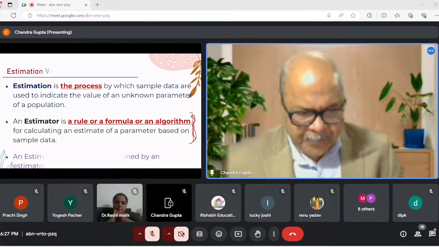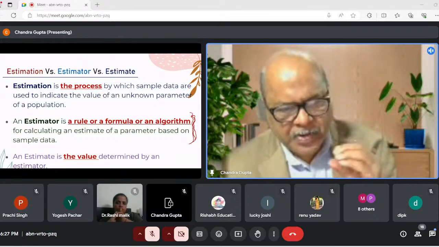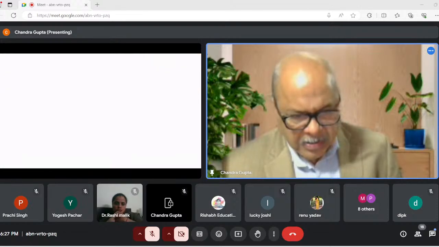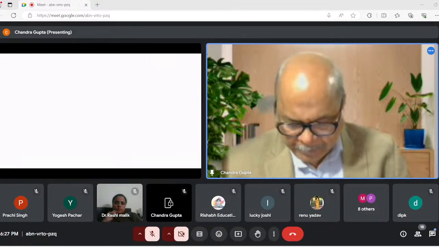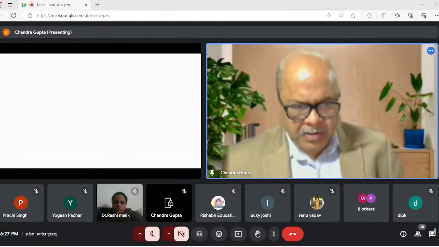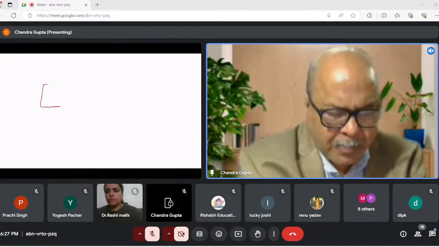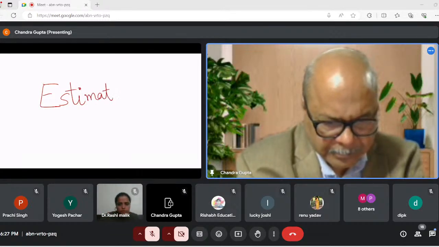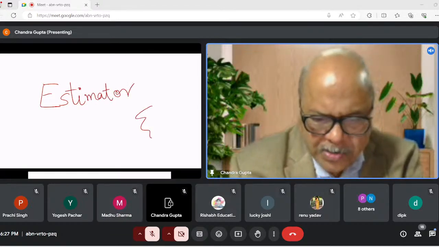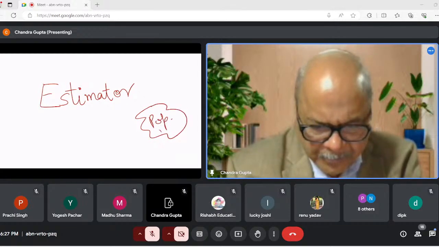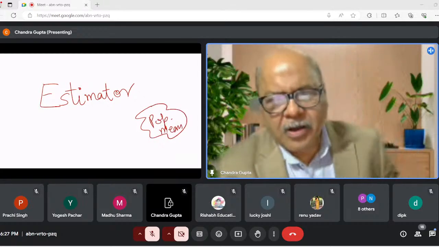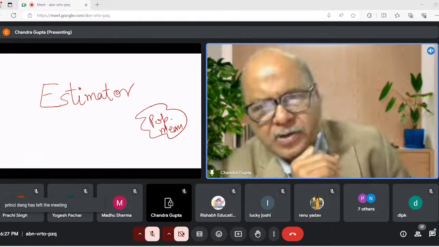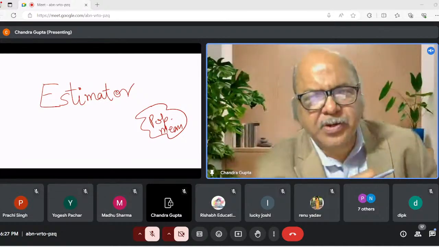And the actual value of the estimate which we get, that is called the estimate. So be clear in your mind what is an estimator. Suppose I want to estimate the population mean. How do we do it? How can we find the population mean? How can we estimate the population mean?